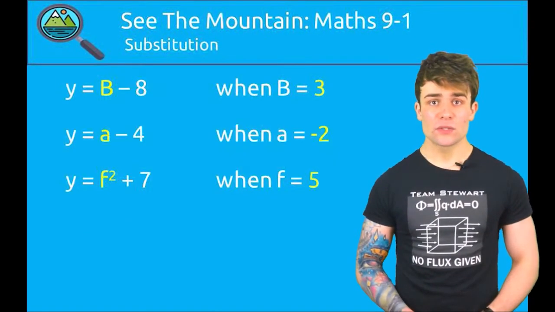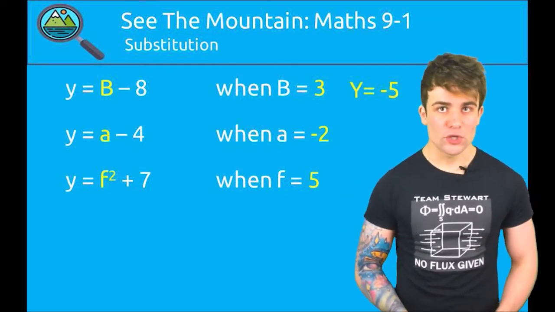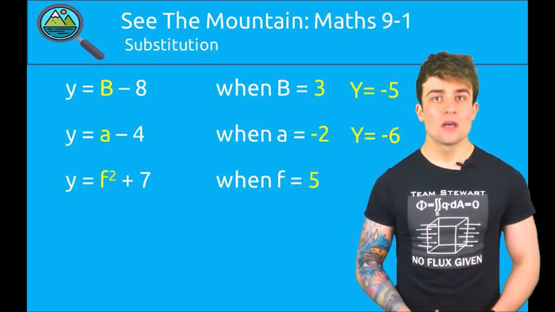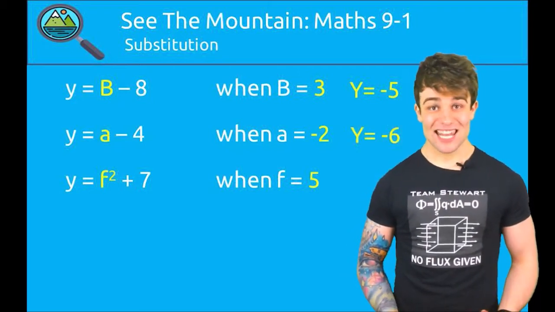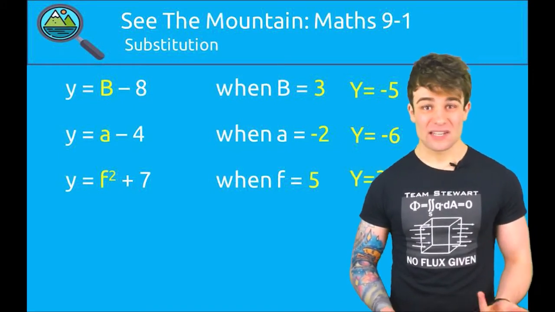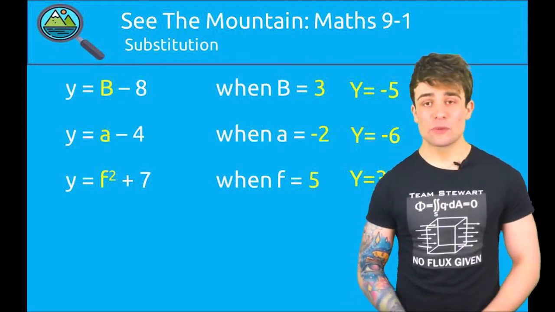Right, so here are 3 for you to try. Pause the video now. Alright, so example 1, you should have found y was equal to minus 5 if b equals 3. When a equals minus 2, y equals minus 6. And then finally, we have to square the 5, which is 25, then add the 7, and we find y equals 32. Now, that's the principle of substitution.